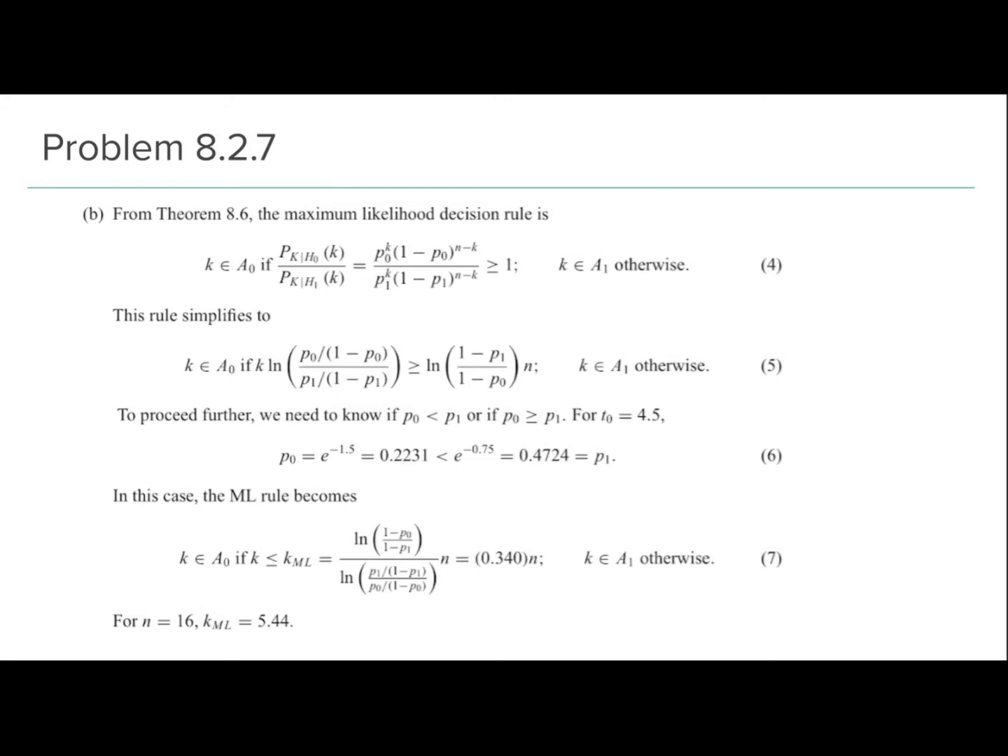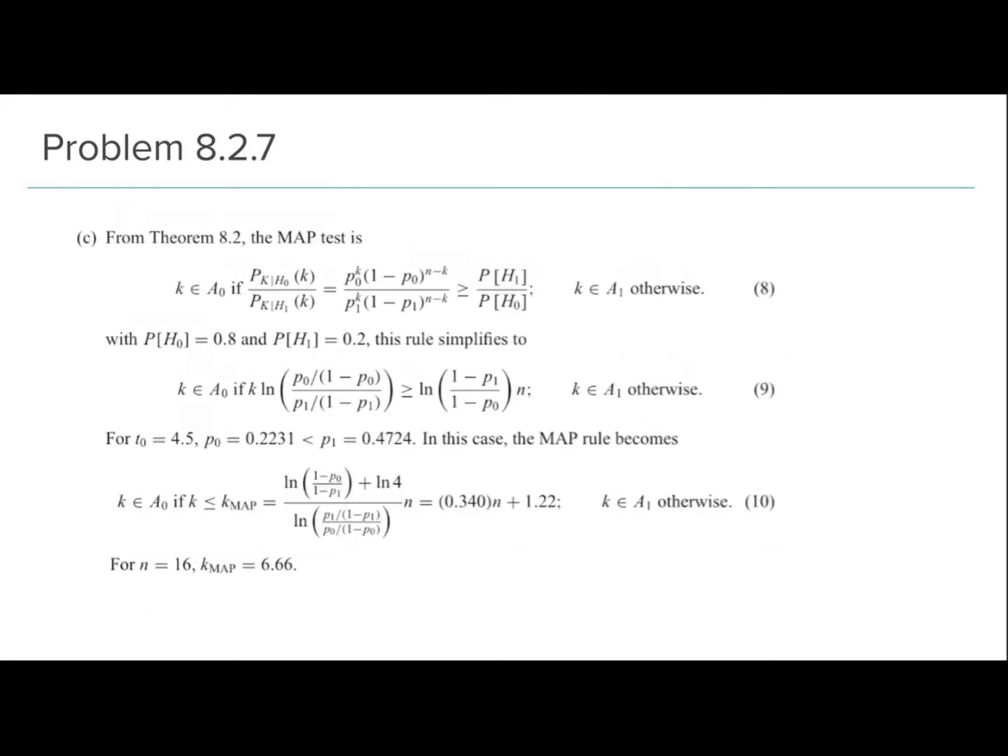Right, so I'm skipping over the simplification and everything. I think you're all okay with simplifying ln and taking care of all those things, right? So let's move on to the next part. In this part we have to find the condition for the MAP test, right? And it'll be the same as the ML test, except that it should be greater than or equal to P of H1 divided by P of H0, right?